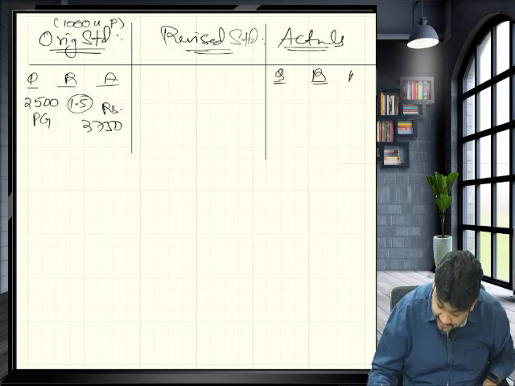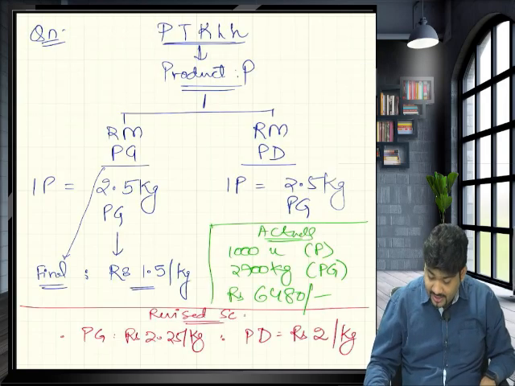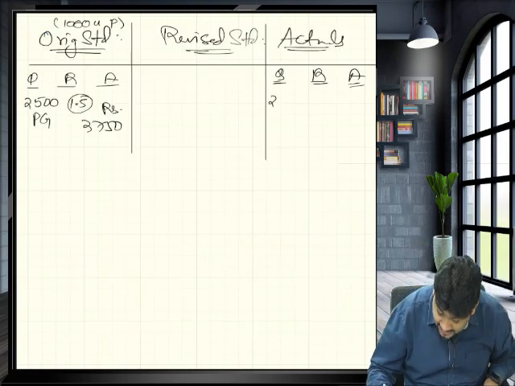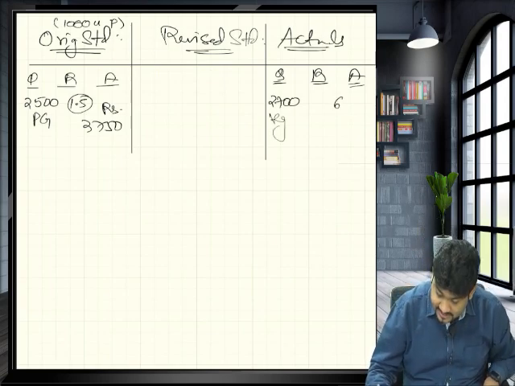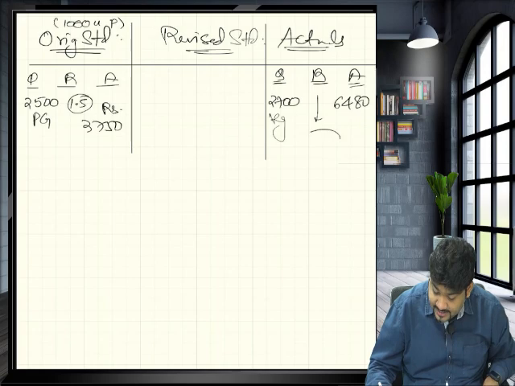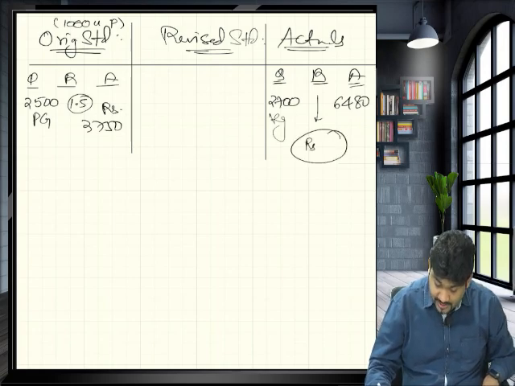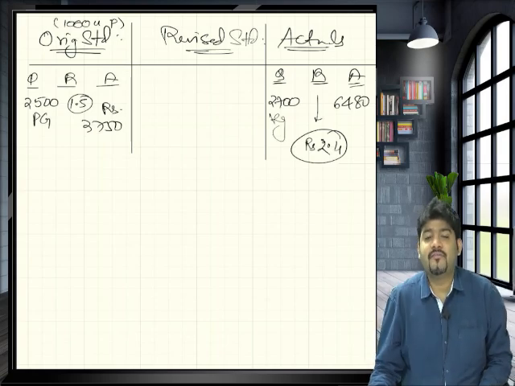Let's go to the actuals. What is the scenario of actuals? That is also given here. What are the actuals? 2700 kg consumption. What is the amount? 6480. What will be our rate? Rupees 2.4 per kg. Are we clear, everyone?